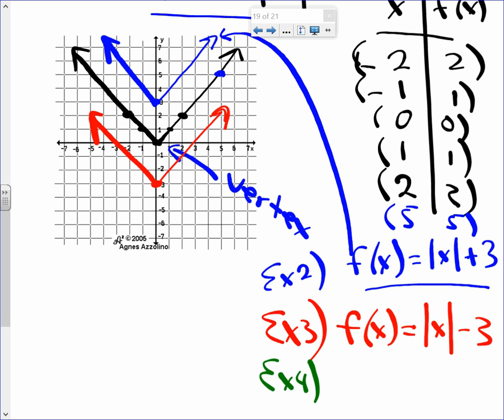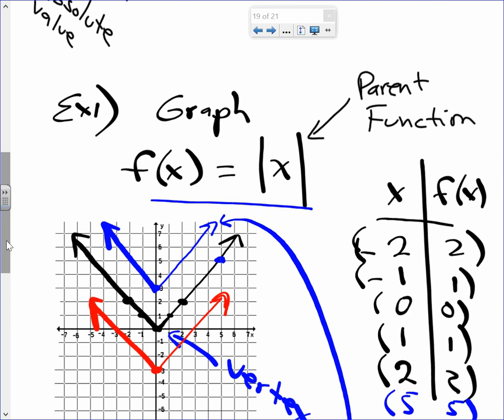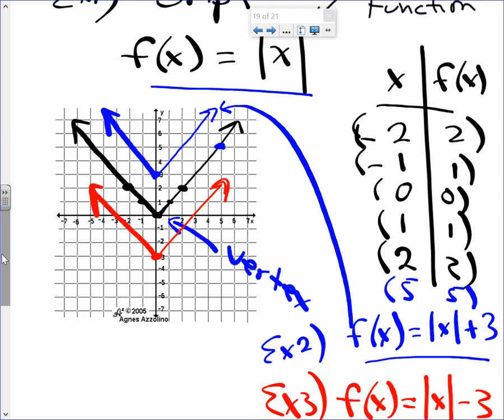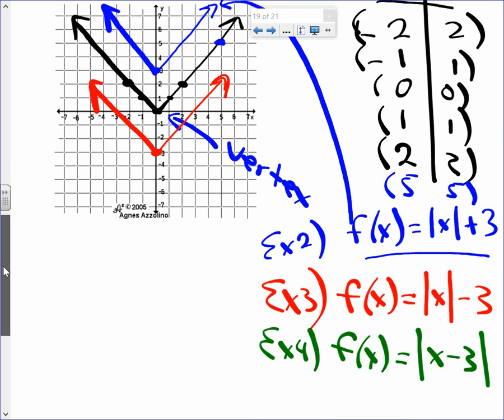Example 4 is, watch this, f of x equals absolute value of x minus 3. What's going on now? You're just probably going to take the number that's x and subtract it. Right, but without doing the table of values, what do you think the green child will look like now? I'm giving an extra stamp for whoever tells me. The parent is black, the first child was blue, the third child was red. What's the green child going to look like?